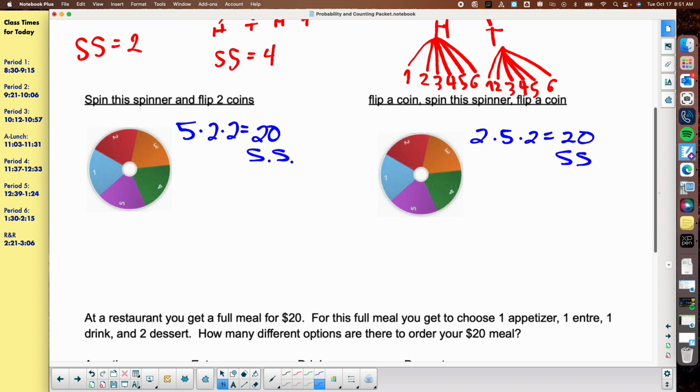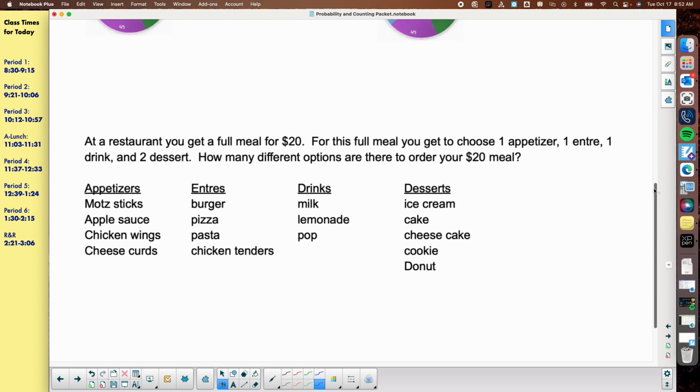Jaden. What is this teaching us? If we can do the spinner, flip a coin, or flip a coin, spin, flip a coin, and we get the same answer, what is that teaching us? Doesn't matter the order you do it, you would get the same answer. Because we're just multiplying them, the order you do things won't matter. Yeah, what you said works, because that's essentially how it is.